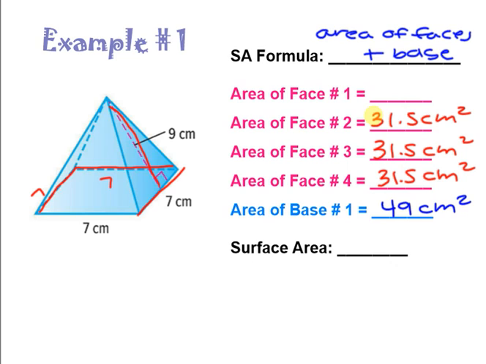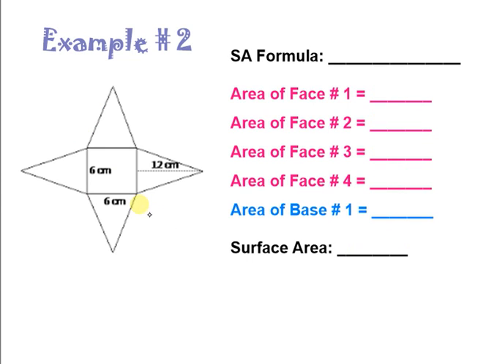Now, that is only going to be the case when you have a square on the bottom. In our last example that we did on our formula sheet, that was not the case because there was a rectangle on the bottom. So now I'm going to add them up. 31.5 plus 31.5 plus 31.5 plus 31.5 plus 49. And that's going to give me 175 centimeters squared.